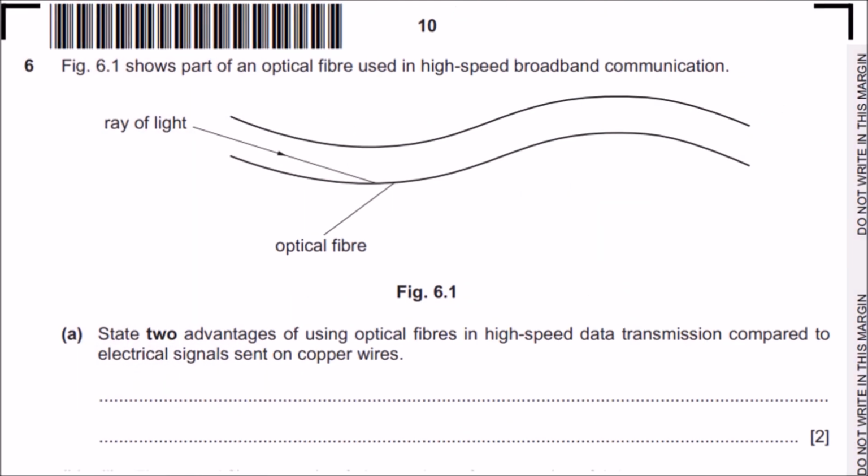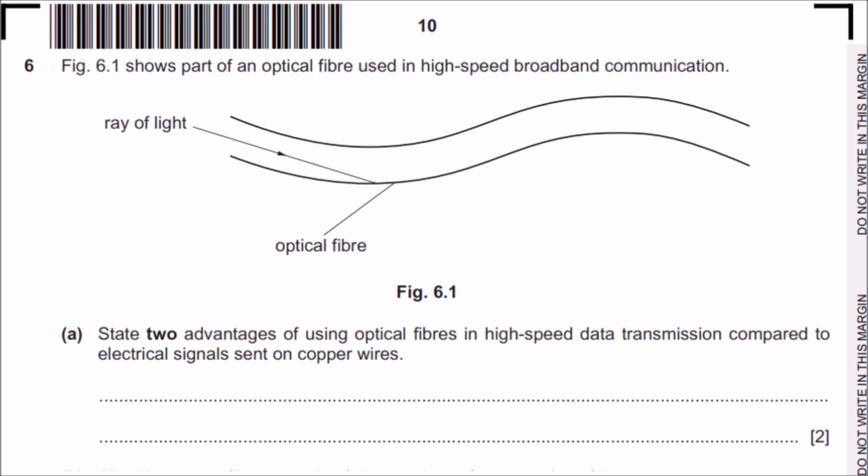Question number 6. Fig 6.1 shows part of an optical fiber used in high-speed broadband communication. Item A, state 2 advantages of using optical fibers in high-speed data transmission compared to electrical signals sent on copper wires. You should have 3 to 5 advantages which were shared by your teacher or your coach in class.